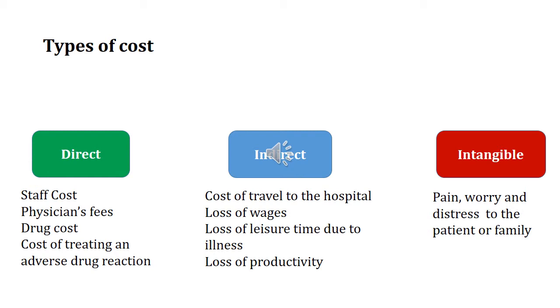Intangible cost is something that you cannot measure. For example, pain, worry, or distress to family or patient. In addition to these three types, there is also something called as opportunity cost. Now, this is the amount that is lost by not using economic resources.